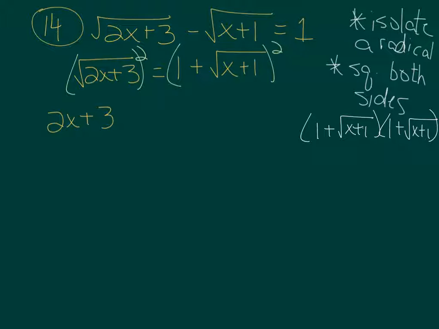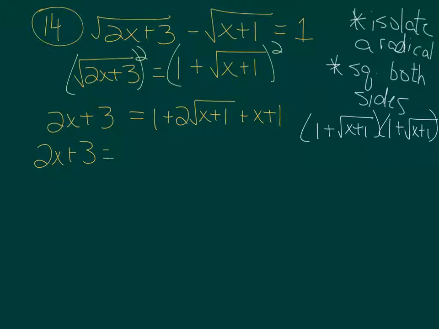Okay, so I'm going to try to do this without taking up 5 pages here. 1 times 1 is 1, right? And then I have the square root of x plus 1 plus the square root of x plus 1. That's going to be 2 times the square root of x plus 1. And then I've got the square root of x plus 1 times the square root of x plus 1. When I multiply square root times itself, I get the radicand, so I get x plus 1. I get what's inside.